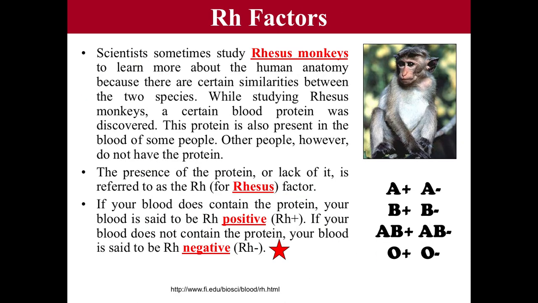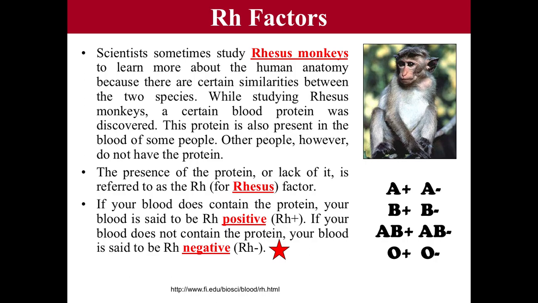Now, I mentioned before that there's another factor, and this is called the Rh factor. So scientists study rhesus monkeys to learn more about human anatomy and the comparisons between humans and monkeys. While studying this specific species, the rhesus monkey, a certain blood protein was discovered, and this protein is also present in the blood of some people, but other humans don't have the protein.